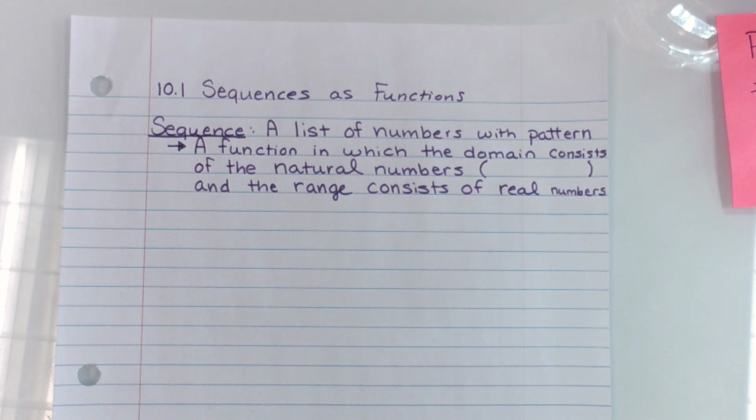Breaking this definition down to the key things that we are going to need to bring into what we are doing. First off, it is a function. That function piece takes care of the fact that these have patterns. By being a function, that means I can write some sort of equation related to how you get the terms. That equation will give us the pattern, in which the domain, is the domain the input or the output values? The input values consists of the natural numbers.